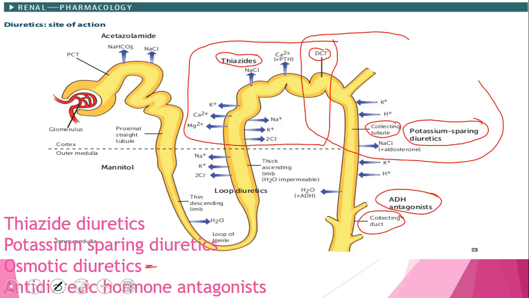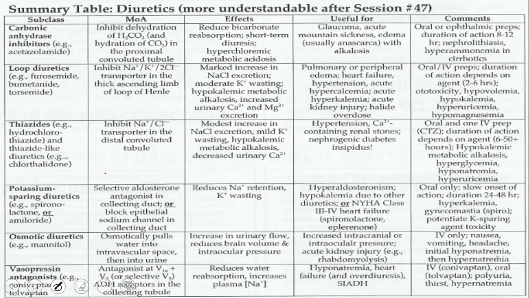So thiazides, distal convoluted tubule, potassium sparing here in the collecting tubule, and then antidiuretic antagonists in the collecting tubule. And I'm wanting to think that the osmotic is mannitol, but for some reason that's evading my mind at the moment. Okay, so again, in the earlier lecture we already talked about carbonic anhydrase inhibitors, we already talked about loop diuretics.